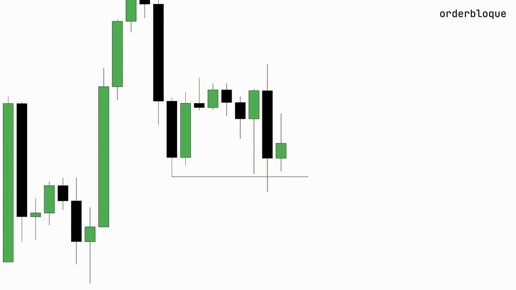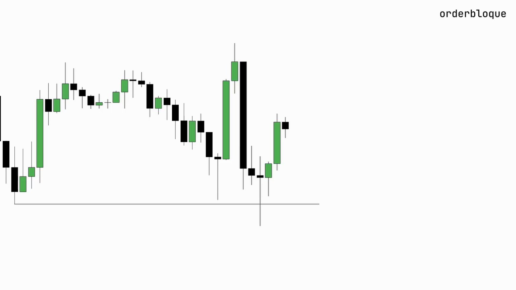In this example, the zone of interest is again in the form of a 4-hour fractal low. After its raid, the price confirms volume on the hourly time frame. Even if we try to open a position from this FVG to the nearest opposite fractal with a stop-loss behind the movement extreme, the risk-to-reward ratio is practically 1-to-1, which is not interesting for us.